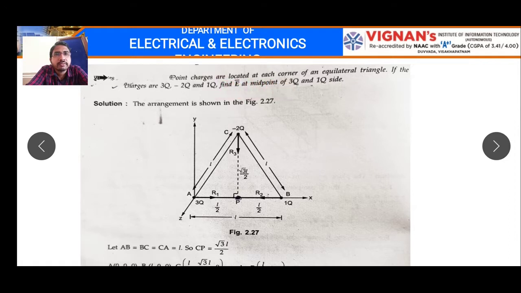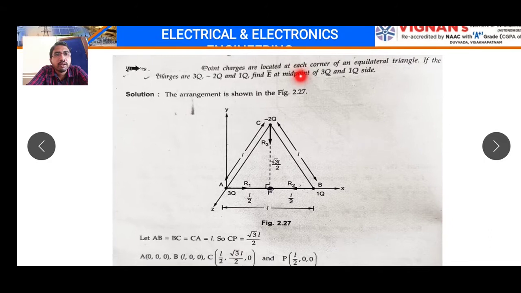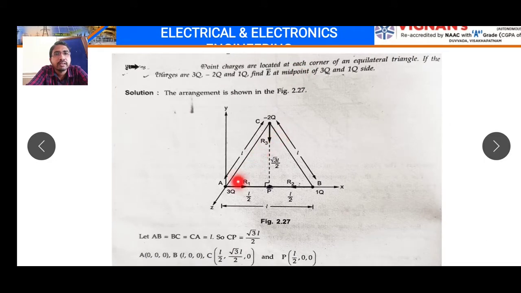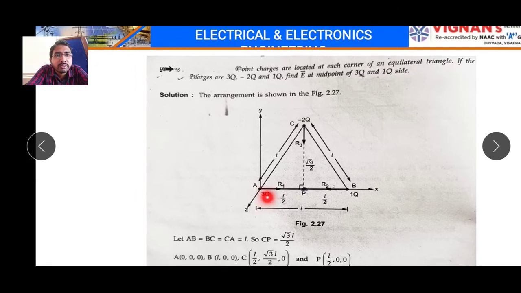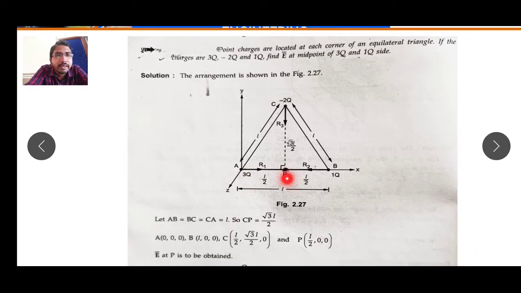Point charges of 3q, minus 2q and 1q are placed at each corner of an equilateral triangle. See, this is an equilateral triangle. At the corners, you have located 3 charges. They are asking you to find electric field intensity E bar at the midpoint of 3q and 1q. That means here, at point P, they are asking you to find E bar.